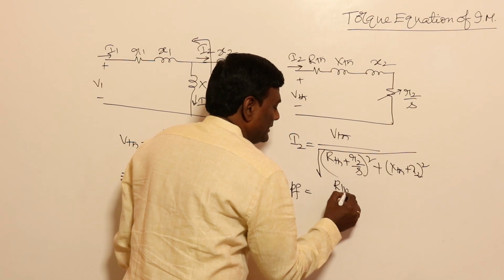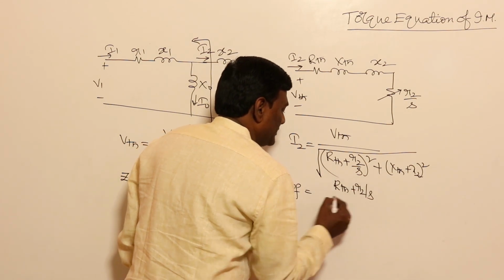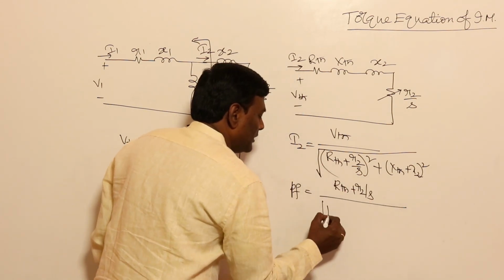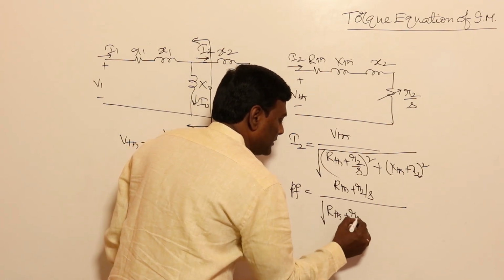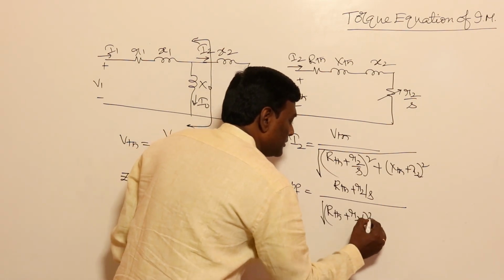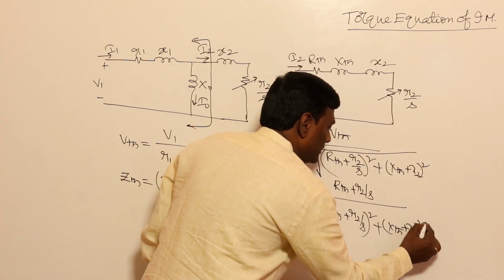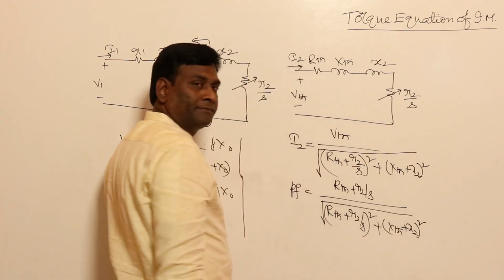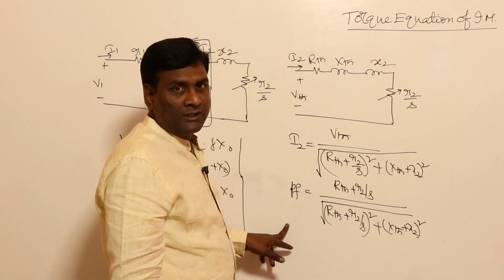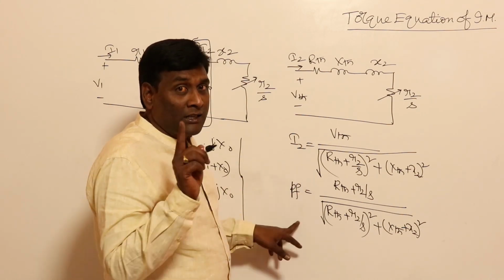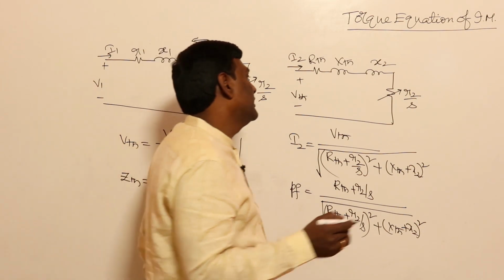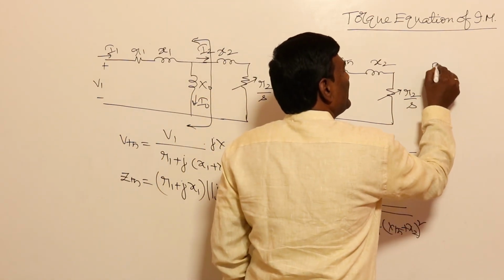So (RTH plus R2 by S) divided by the square root of ((RTH plus R2 by S) square plus (XTH plus X2) square) is going to be the power factor. These two are important things. Actually, we need not remember this, it is enough. Now after that, how much is the air gap power?